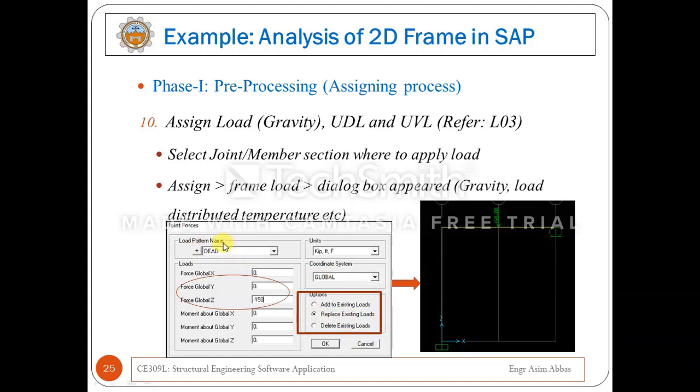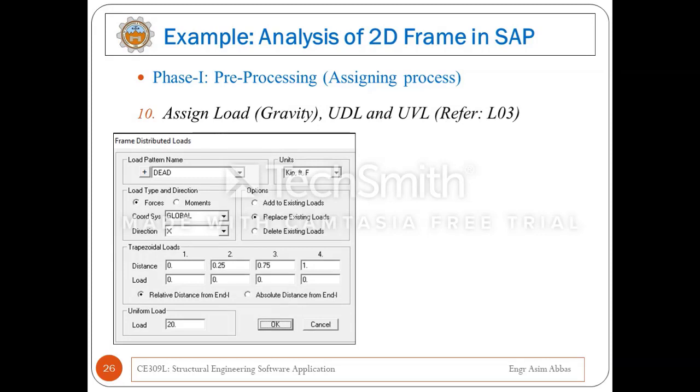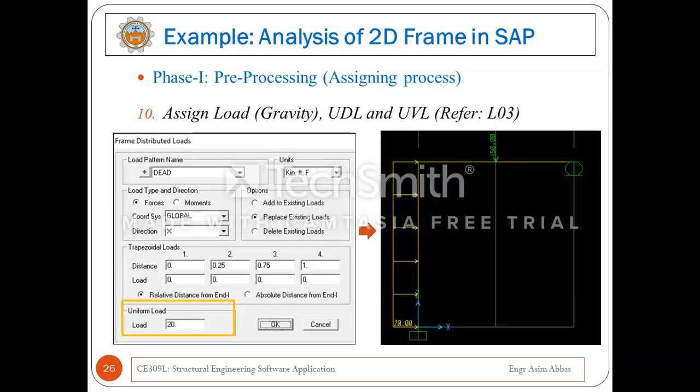Similarly, you can apply a uniform distributed load. In our example, we want to apply a uniform distributed load on this column. So you just select this frame element, then go to Assign, then click on Uniform Distributed Load. The Frame Distributed Load menu will appear. From here, under uniform load, you can put 20 kip per foot and click OK. This load will be applied in this direction, but keep in mind the direction of the load is X, so you will select this X direction.